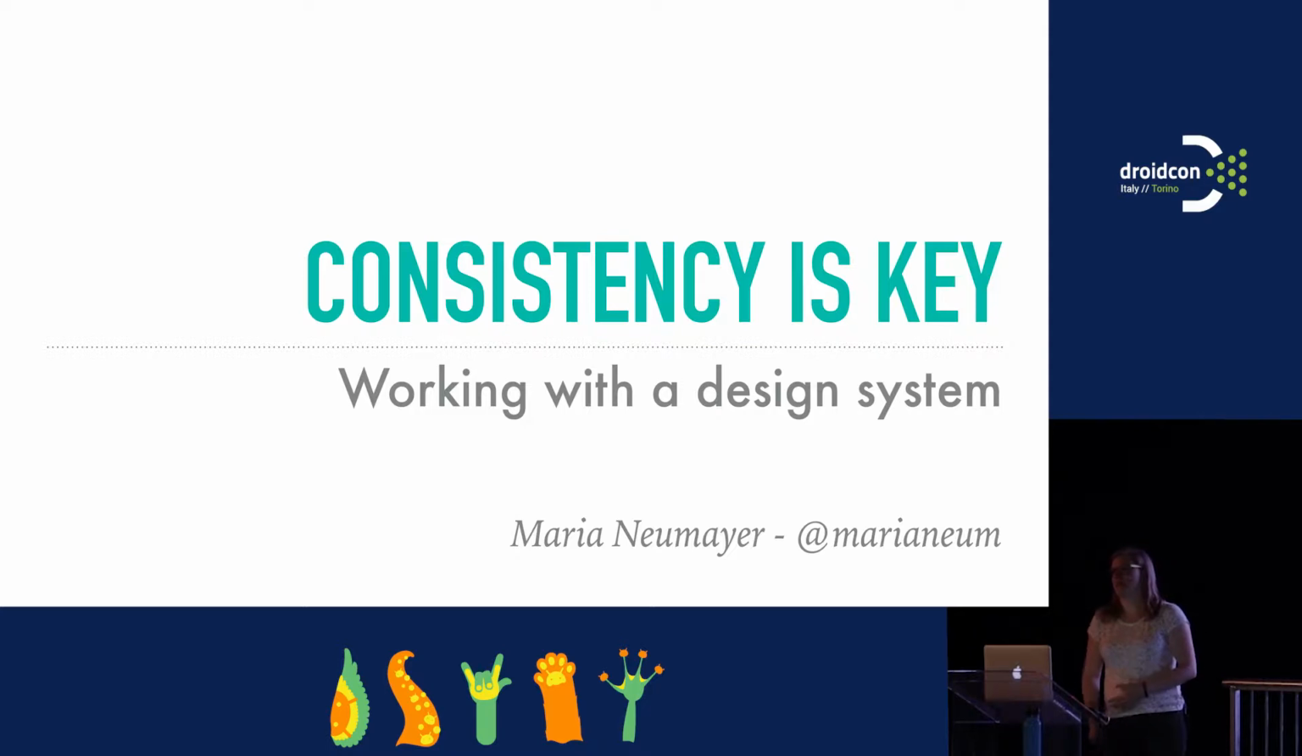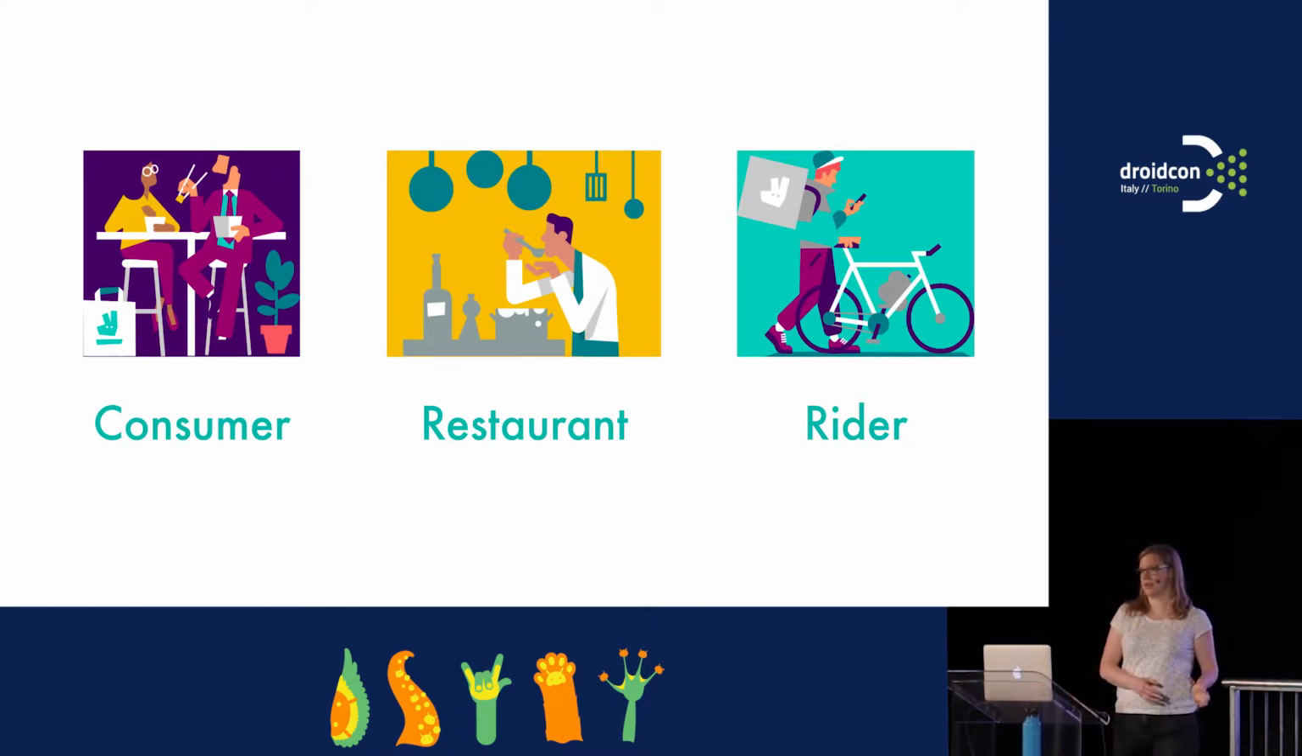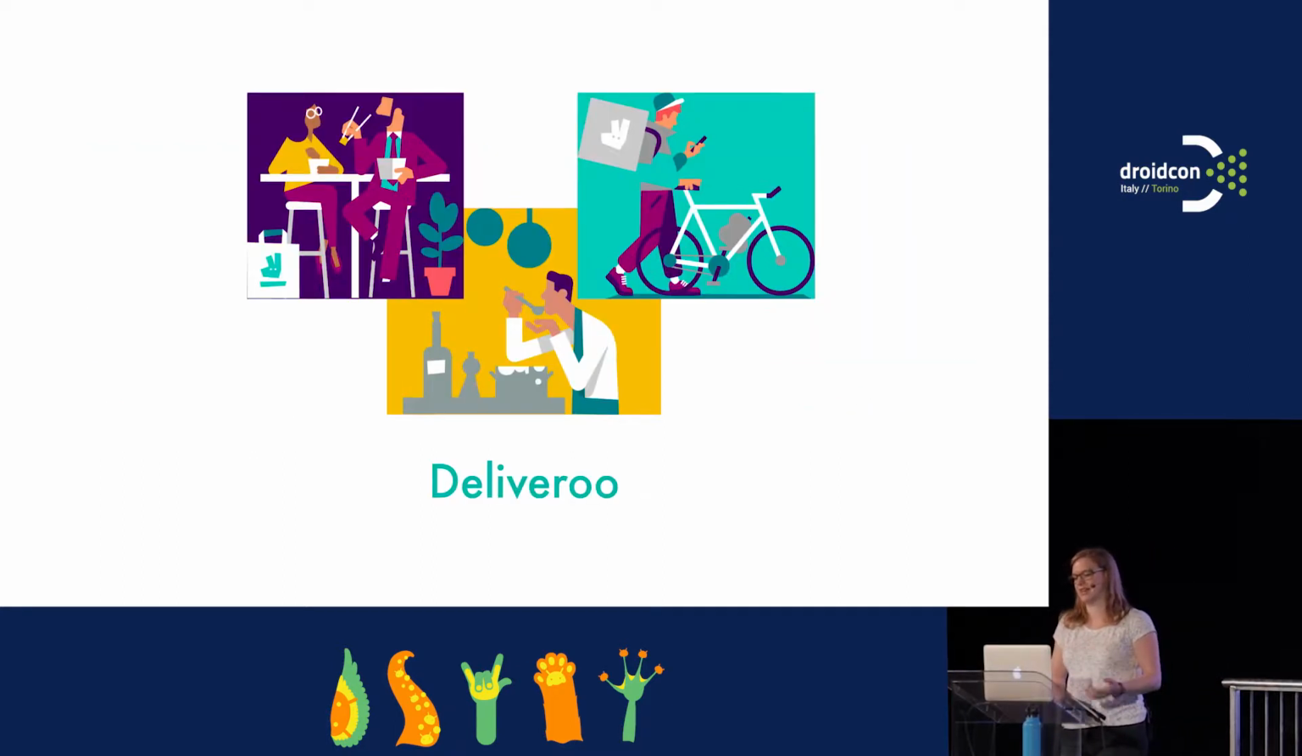My name is Maria Neumayer, and I'm an Android developer at Deliveroo. Deliveroo is a food delivery service, and we have 3 applications to build: a consumer, a restaurant, and a rider app. All those 3 apps were built by completely different teams. So even though there were some similarities, like colors, for example, a lot of the components and screens were very different. But we wanted to get from this to a unified design.